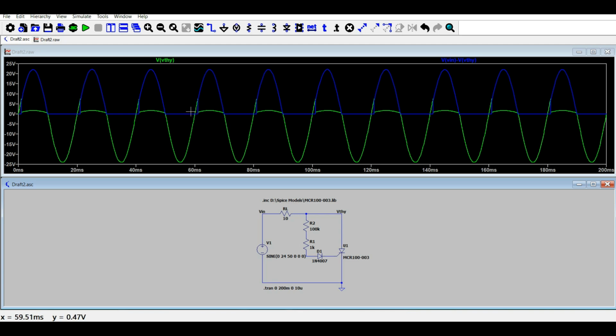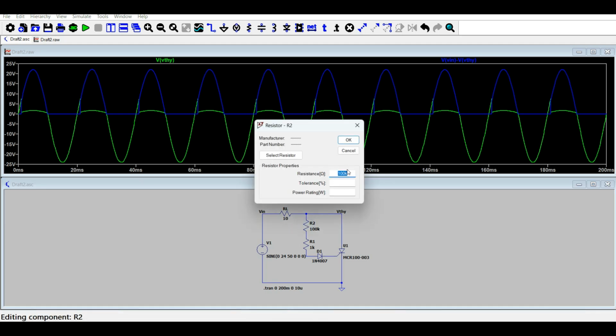Now you can see that there is an introduction of a firing angle, and because of that firing angle, a portion of the positive half cycle is also appearing across the thyristor, and the output voltage, that is in blue color, has a lower RMS value or lower average value as compared to the previous case.